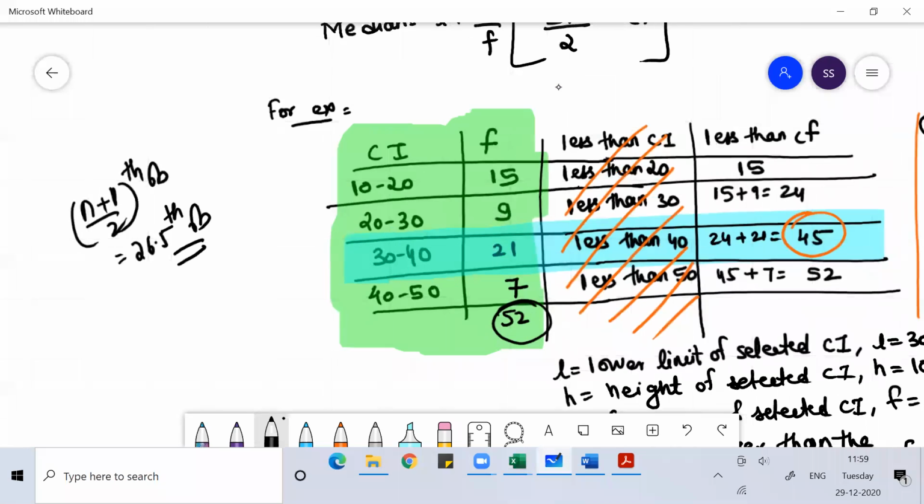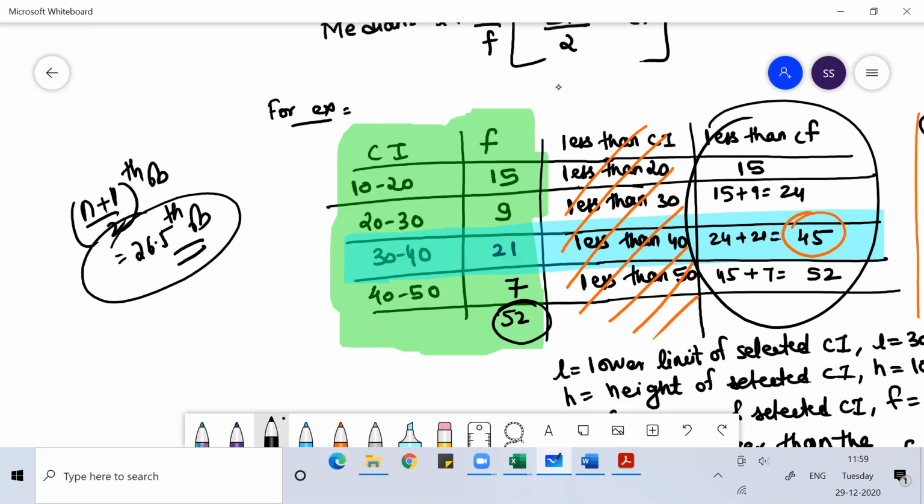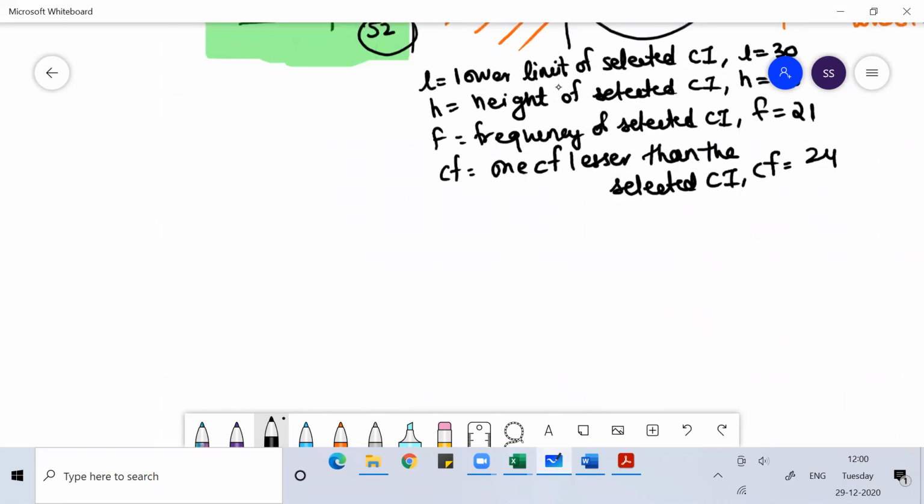Where will the 26.5th observation be? If you count manually, the less than cumulative frequency is doing the counting work. Till here 15 observations are done, then till here 24 observations are done. Median is the 26.5th observation, so definitely your median is somewhere between 30 to 40. I hope you are getting the logic.